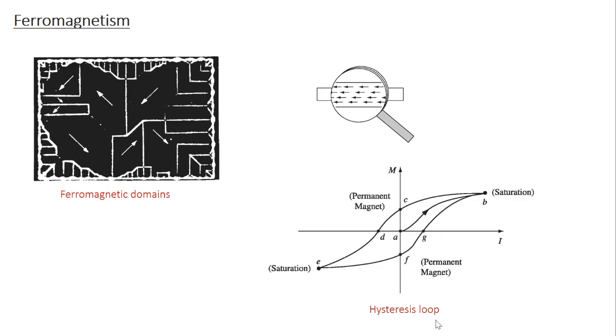So this is known as the hysteresis loop, and this kind of plot is fundamental in understanding the magnetic properties of a ferromagnet. That's it for today.